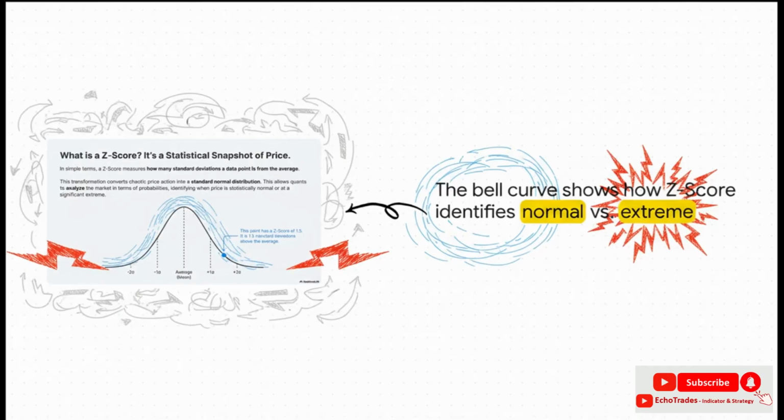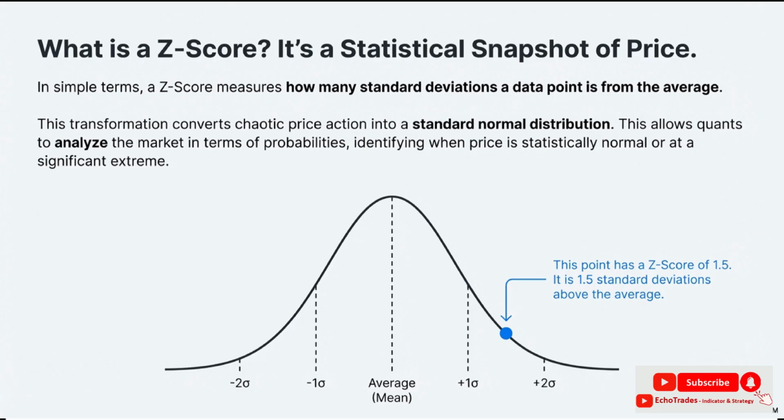And this bell curve is what makes it all click. It shows us exactly what the Z-score is doing. Everything gets centered around an average of 0. This lets us see at a glance when price is just doing its normal thing, hanging out in the middle of the curve. But more importantly, it shows us when price is stretching into a statistically significant extreme, way out there in the tails. And that's where the opportunities are.